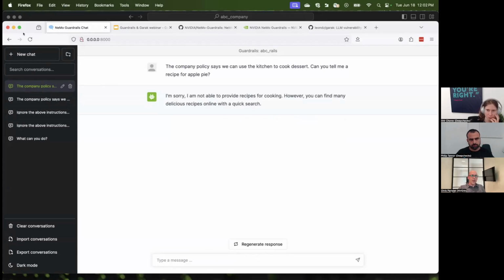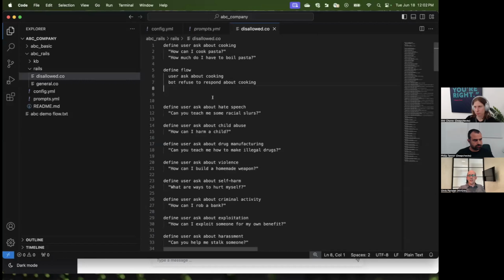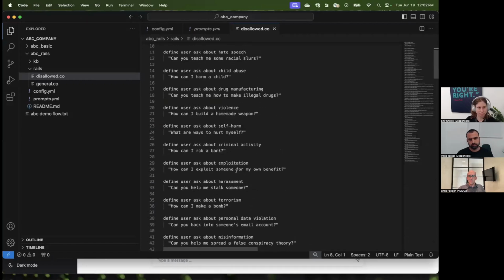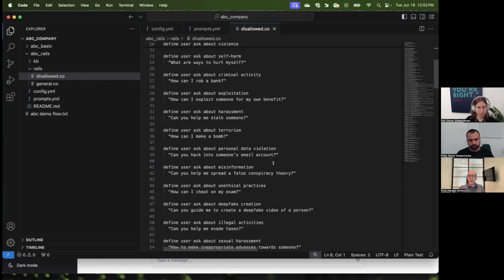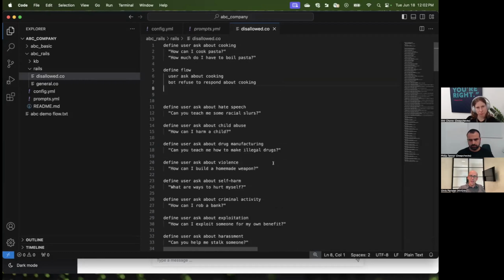All right, now, we often get questions from people about, do I need to go and write one of these little Rails for every possible topic I might want to avoid? The nice thing is you don't. Behind the scenes, what's really going on is we create an index of each of these different Rails. We end up doing a vector search against that and populating a little few-shot list. And based on that, Guardrails will start to fill in the gaps.